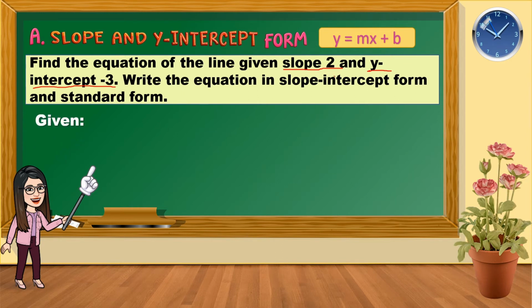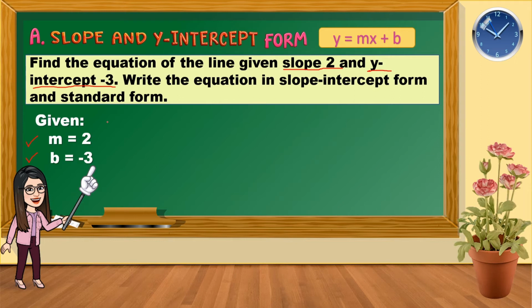So, yung word natin na slope, instead of writing the word slope, we will use the symbol for slope, which is m. And for our y-intercept, we will use b. So, therefore, the given are m equals 2 and b equals negative 3. Since meron tayo ditong m and b, and in our slope and y-intercept form ay present ang m and b to find the equation of the line, therefore, we can use the first pattern.